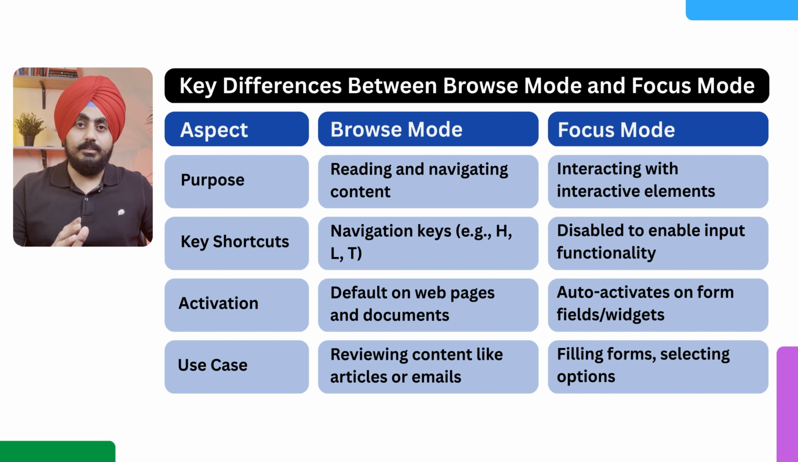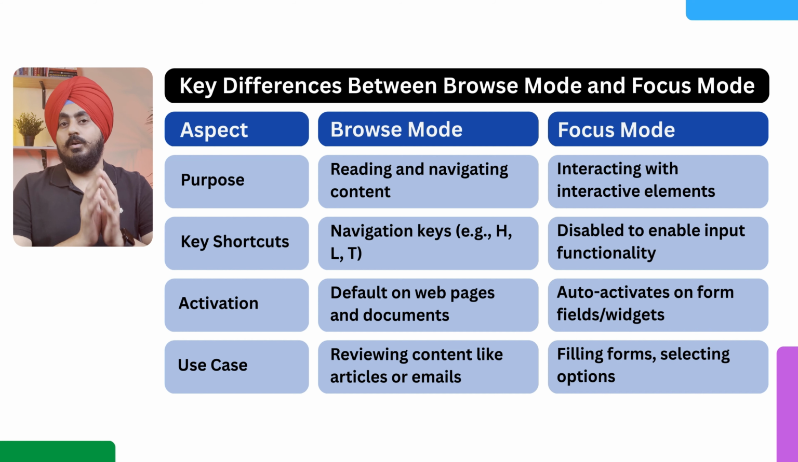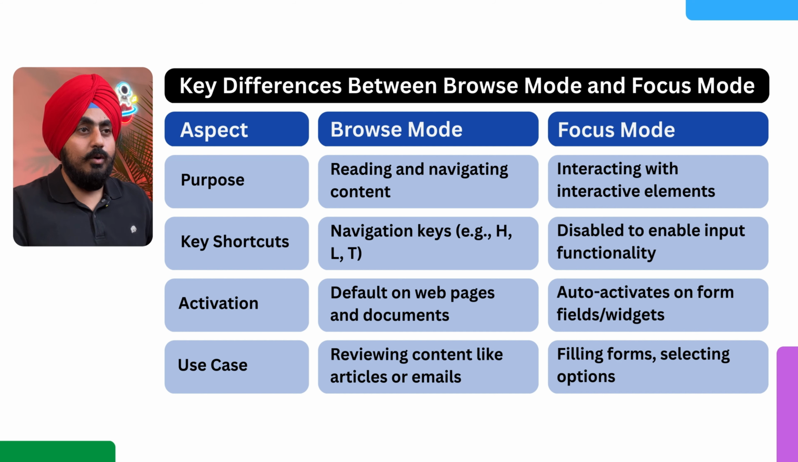It lets users move quickly using keyboard keys like H for headings, L for links, just like scanning with your eyes. Screen readers usually switch to this mode automatically on web pages. Form mode kicks in when interacting with forms, buttons, and drop-downs. It disables quick shortcuts so users can type freely, like entering information in a form field. We will cover both of these in our live demo today.